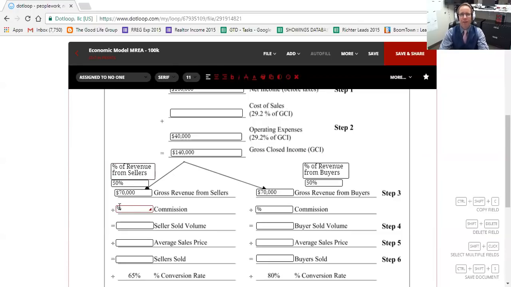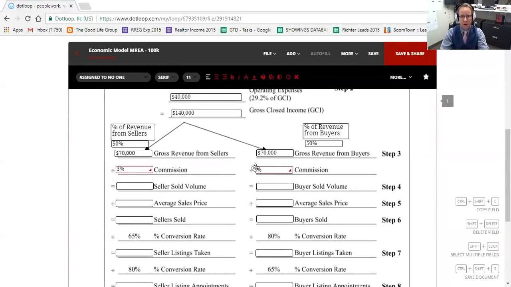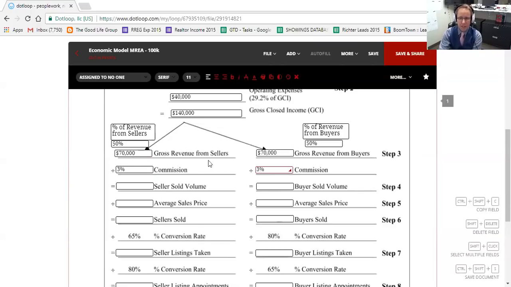But then again, track each deal you have so that you can enter exact numbers here, based on what you actually do. That'll help you make sure that the numbers in the end for how many appointments you have to attend make sense. Okay. So just for argument's sake right now, we're going to say 3%. If you take your gross commission income from each side and divide by that commission, that's going to give you your seller sold volume. So in this case, it's going to be $2,333,000 in seller volume, and the same thing for buyer volume.